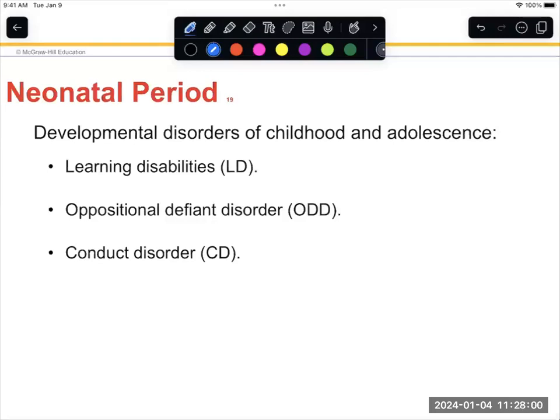Oppositional defiant disorder is characterized by defiance, disobedience, and hostility towards parents and teachers. Conduct disorder occurs in older children and adolescents and is characterized by running away, fighting, substance abuse, cruelty, and bullying. Treatment for these disorders includes behavior therapy, psychotherapy, and parent training.